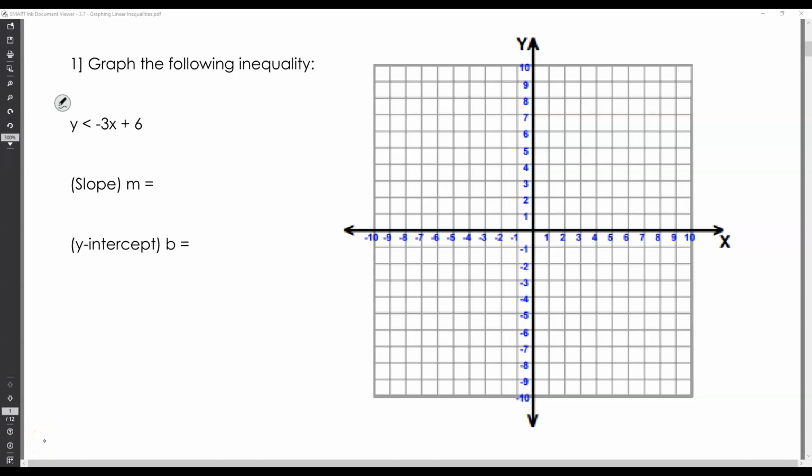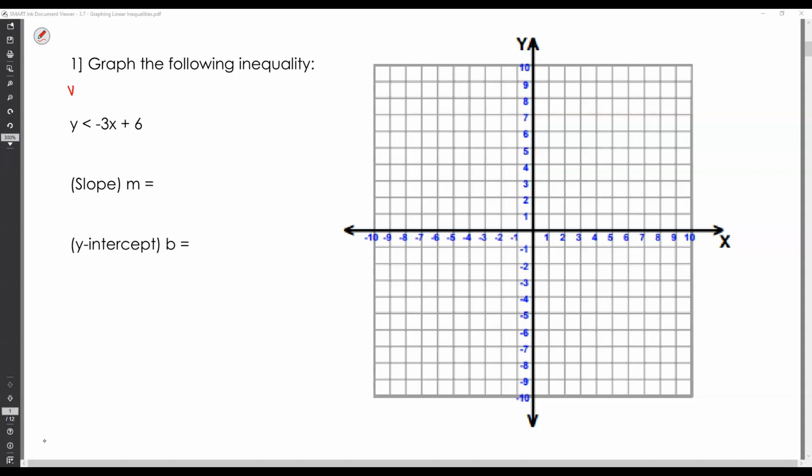We're going to look at graphing linear inequalities. Now we've already graphed equations, linear equations, when we have an equal sign in here. But now we're looking at when we have an inequality sign. So we graph very similarly, kind of the same thing, but there's a couple little differences.